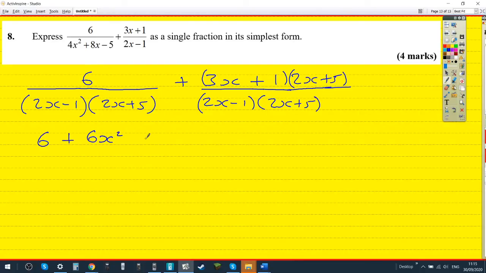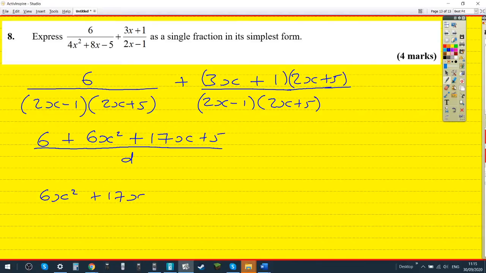plus 17x plus 5. Mm-hmm. And then that will become, simplified, 6x squared plus 17x plus 11 over 2x minus 1, 2x plus 5.